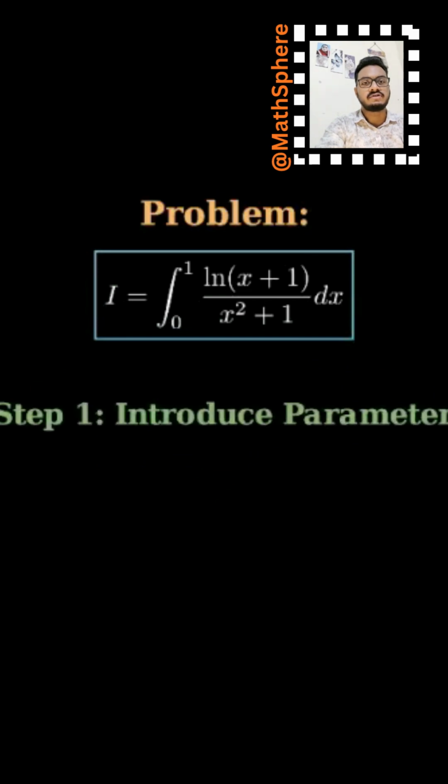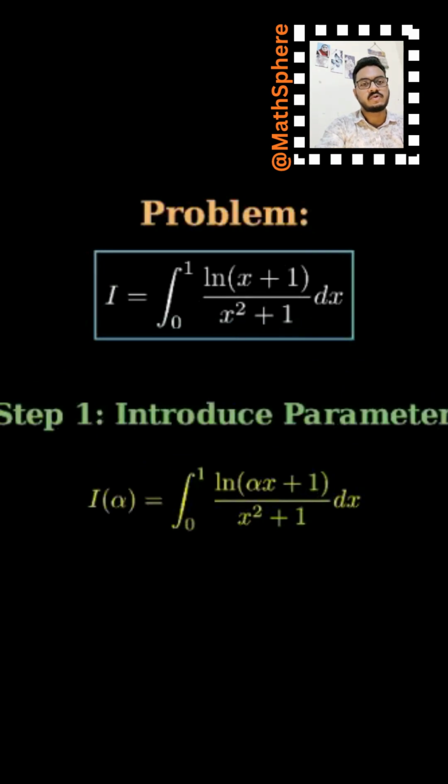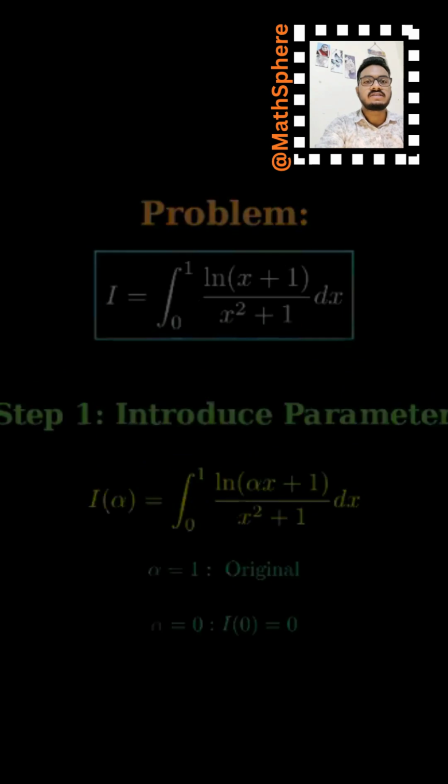We first introduce a parameter. We take a function I of alpha as the integral from 0 to 1 of log of (alpha x plus 1) over (x square plus 1). Here we have just introduced the parameter alpha. We define I of alpha with the help of the given integral only, making sure that if we put alpha equals 1, we get the original integral which we have to solve. And if we take alpha equals 0, we get I of 0 as 0 because in the numerator it will be log of 1, which is 0.